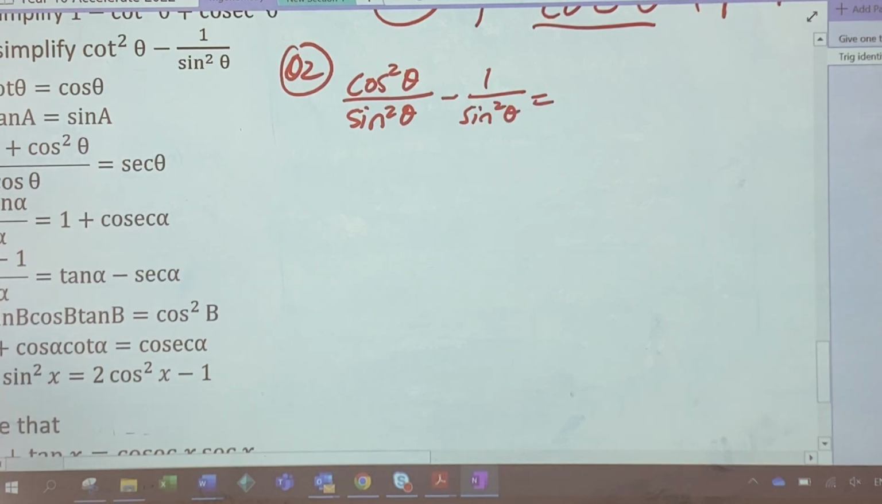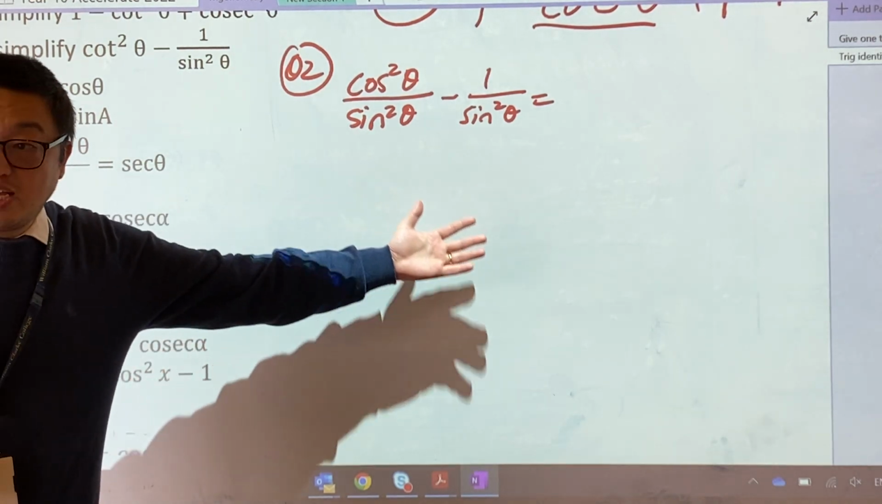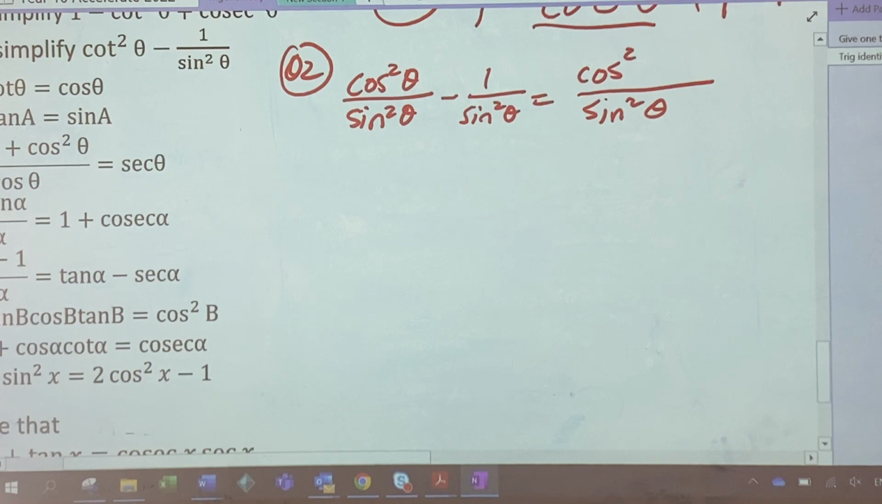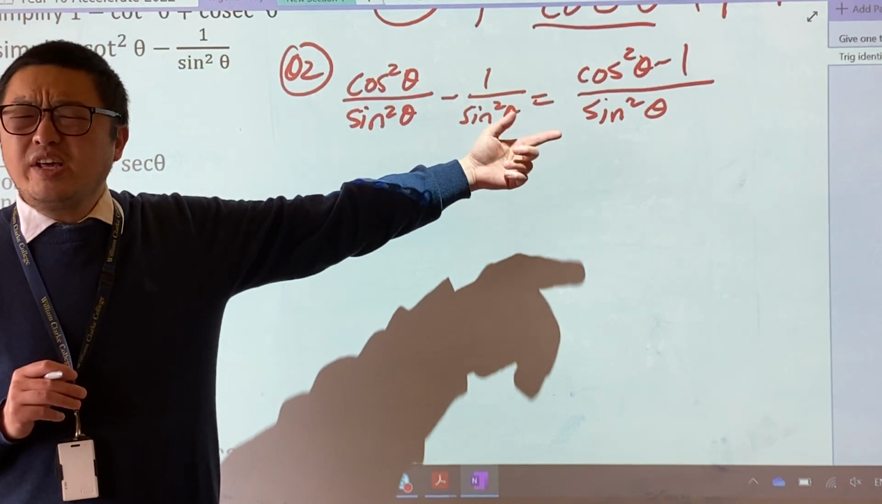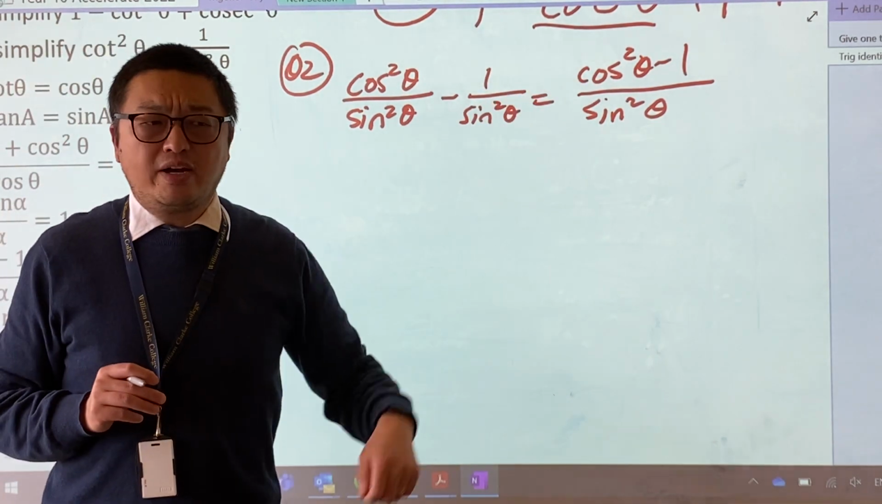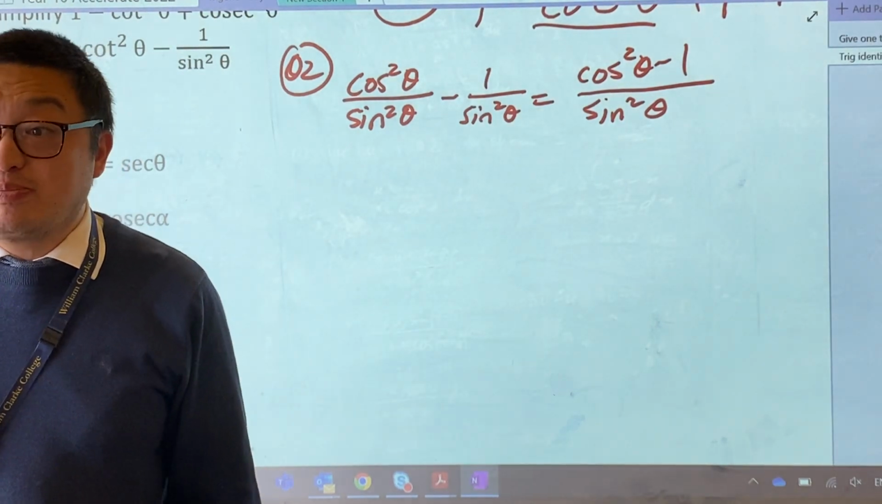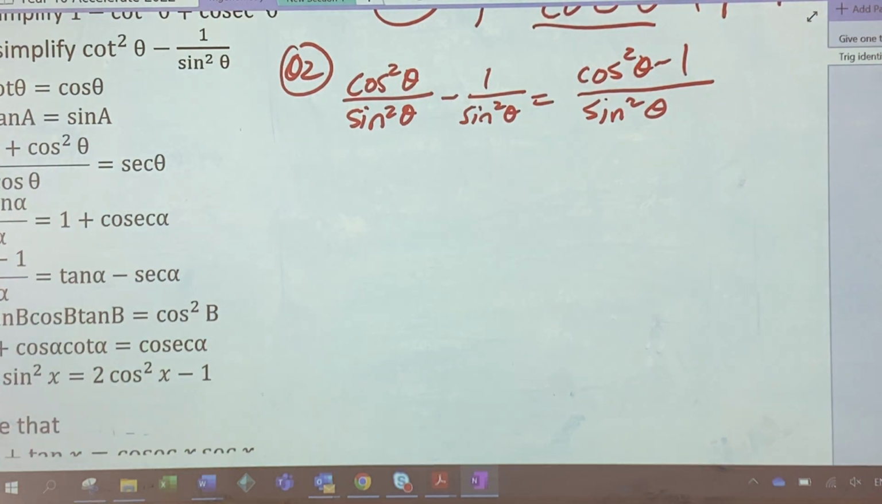From here, it becomes basic algebra. The denominator is the same, I keep the denominator, I subtract the top. Do we agree? So far so good? What is on the top? Cos squared theta minus 1. Sounds like difference of two squares, isn't it? It's a plus b times a minus b business. So let's keep going.